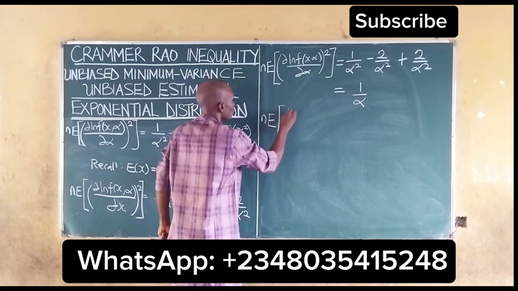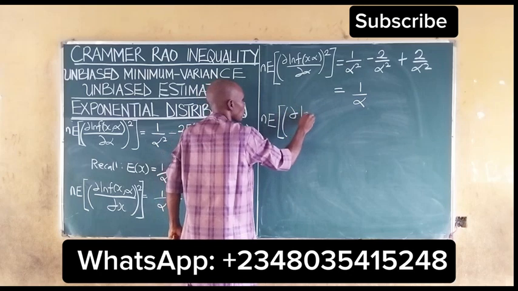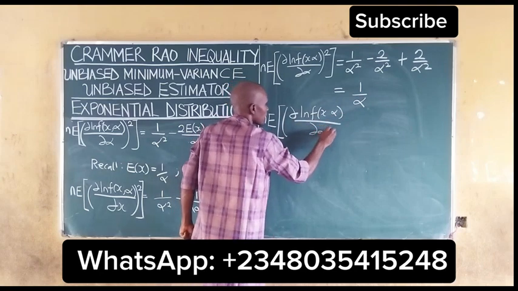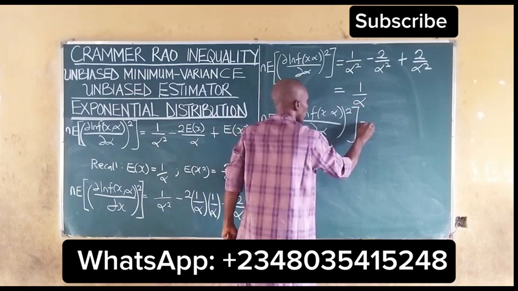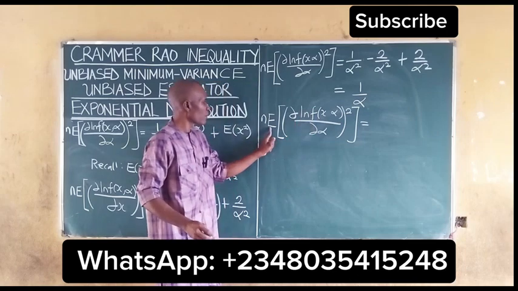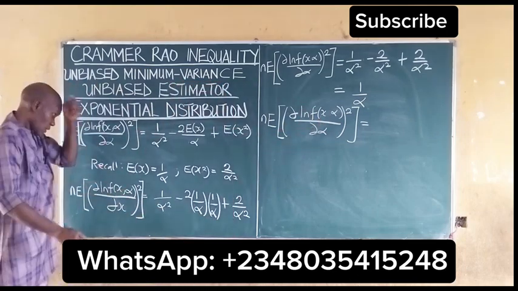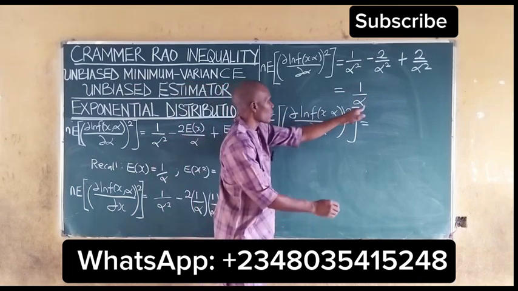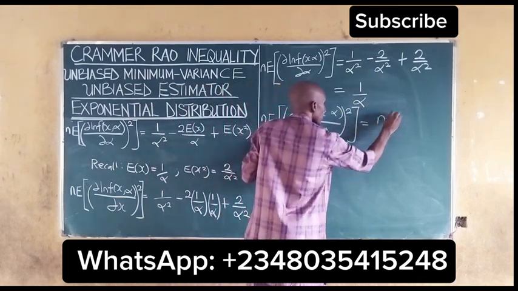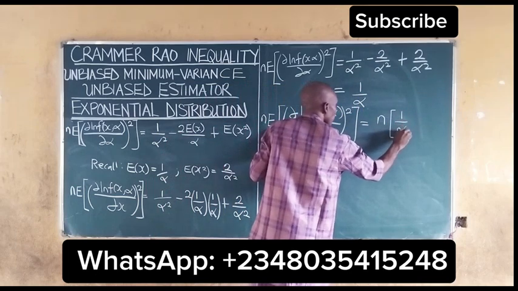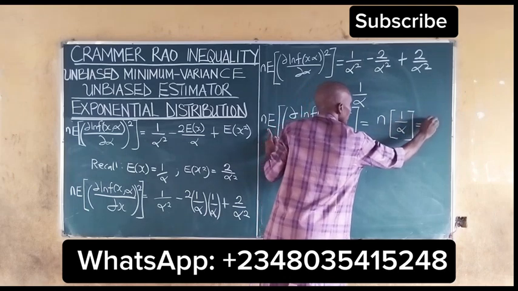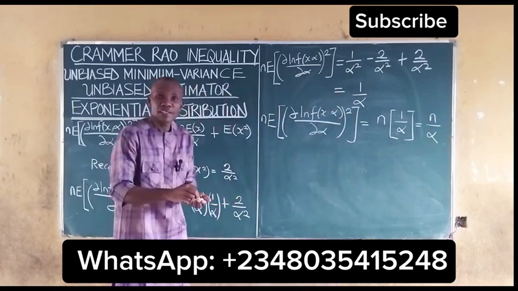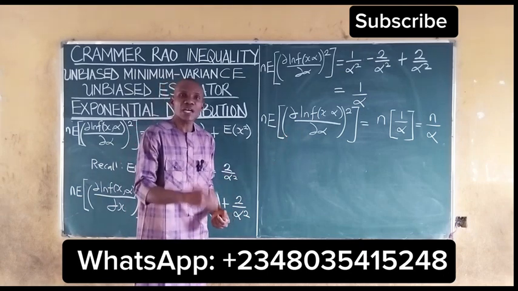So n multiplied by the expectation of our differential log of our given function all over phi, squared, will be equal to, as we are multiplying with n, n multiplied by 1 all over phi squared, which is equal to n all over phi squared. So the next thing to do, like I said earlier, is to compare it with the Cramer-Rao inequality.